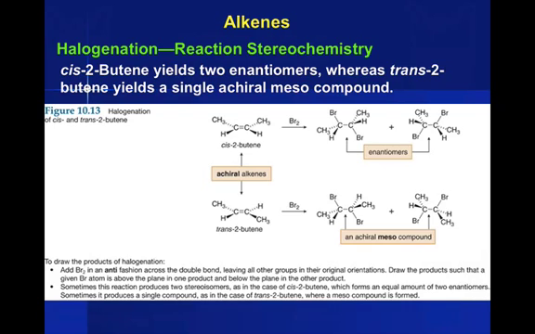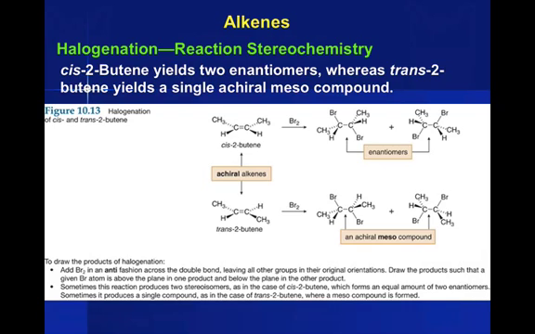Your take-home assignment from this slide for Wednesday is to prove that cis-2-butene must give a pair of enantiomers and trans-2-butene must give a meso compound. Bring that to class written. Use your model kits.